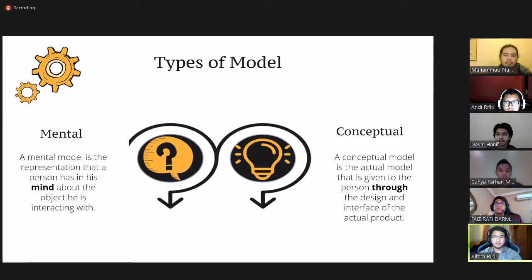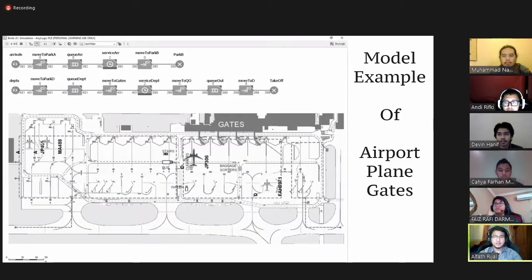Okay, another representation of a system is a mental and conceptual model. A mental model is the representation that a person has in his mind about the object he is interacting with. However, the conceptual model is the actual model that is given to the person through the design and the interface of the actual product. Next. And here we have the example of the model of the system of the airport plane gates. So now we have the model and we know how to make a model from a system. We can now continue on how to simulate the model itself.